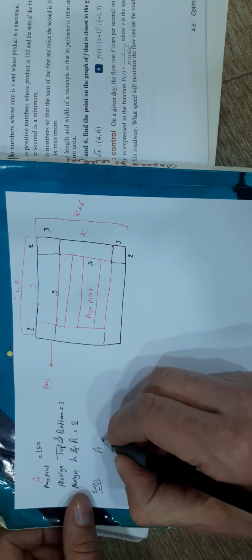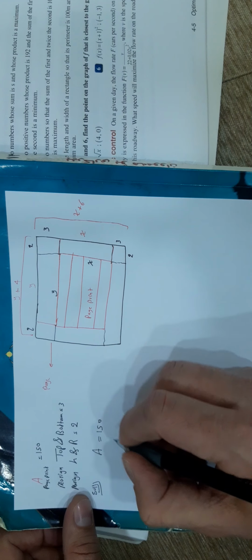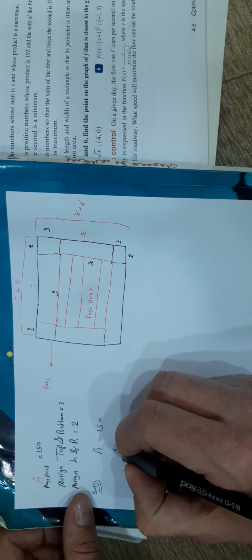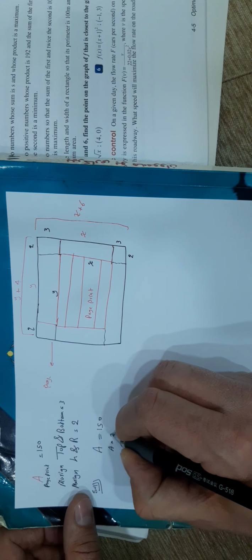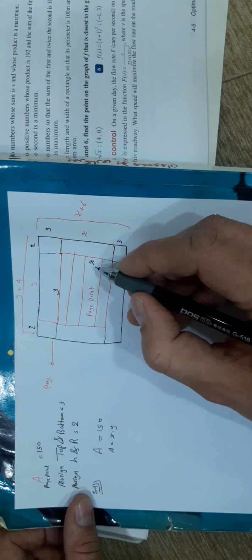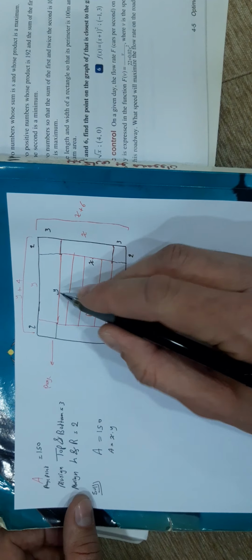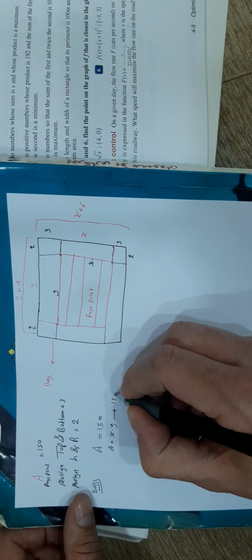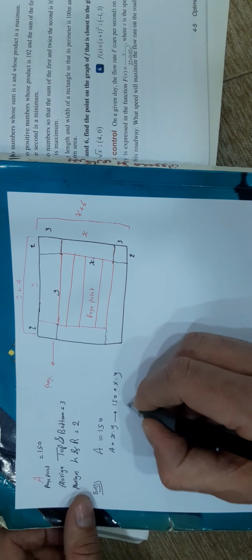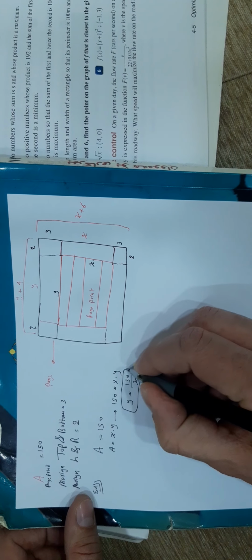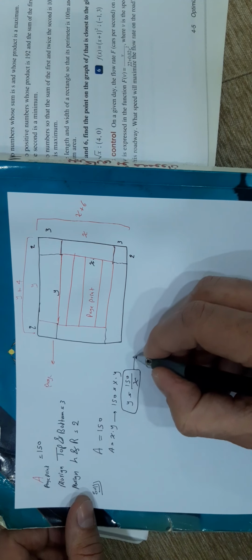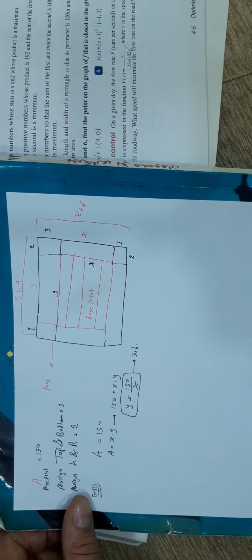Area of the page print is given, so it is a sub equation. طبعا area is equal to x times y. Area for the page print is equal to length times width, يعني x times y. So 150 is equal to x times y, so y is equal to 150 divided by x. This is the sub equation because it is given.